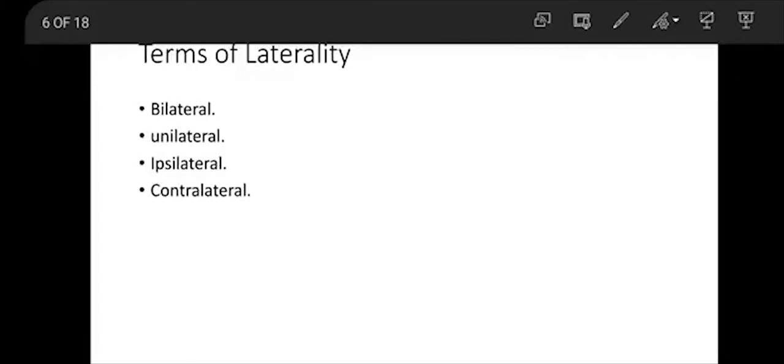Now, when we study paired structures having the right and left members, for example, when we study about kidneys, limbs or feet, then we use these terms, which are the terms of laterality. Now there are structures which are bilateral, for example, the kidneys, those which are occurring on both sides, right and left side. Then we have something that only occurs on one side of the body, which are known as unilateral structures. For example, spleen.